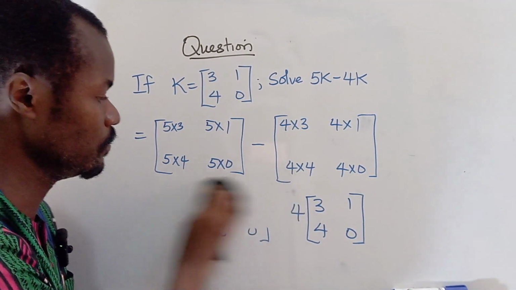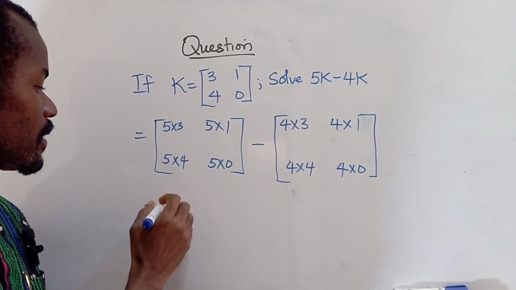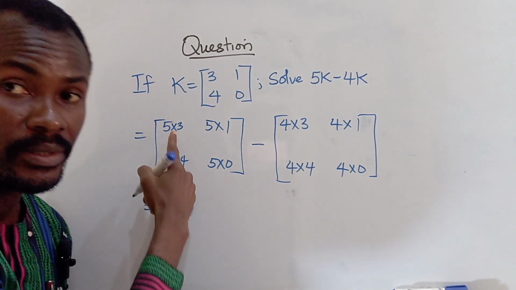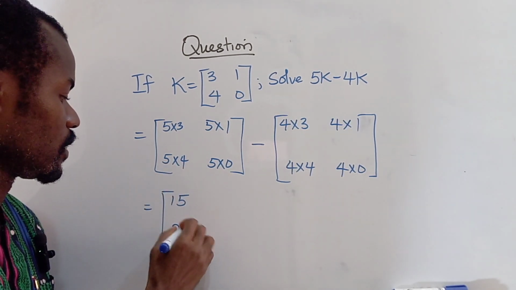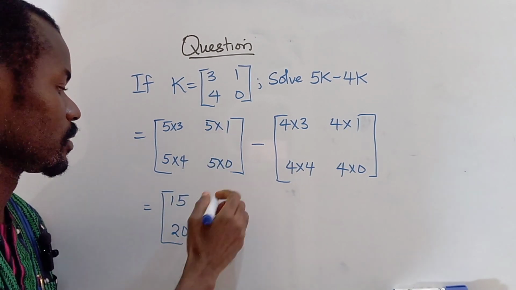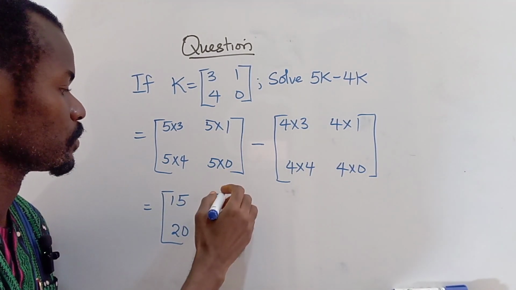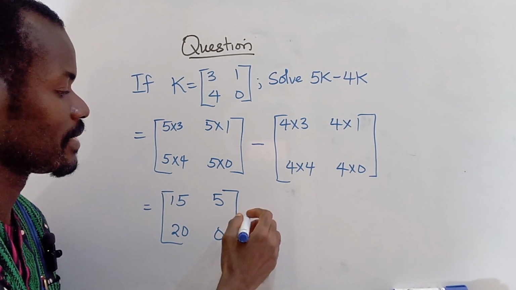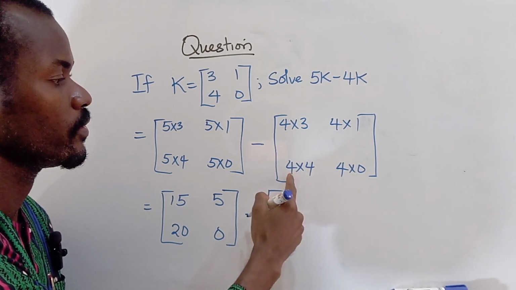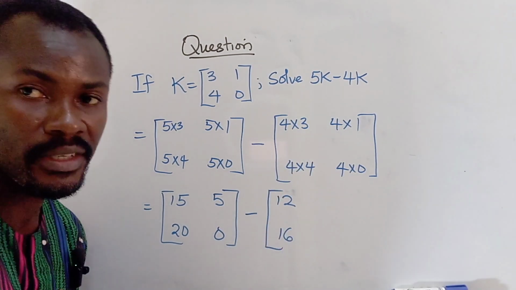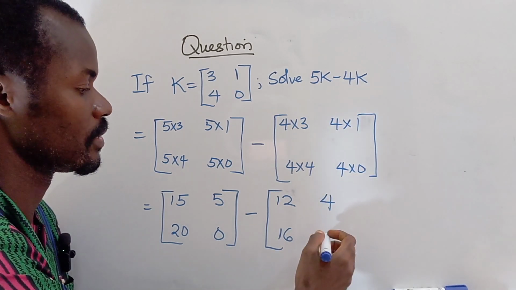With that, we can now multiply the elements inside. 5 times 3 we know is 15. 5 times 4 is 20. 5 times 1 is 5. And 5 times 0 is 0. So we have a minus in the middle. Now 4 times 3 is 12. 4 times 4 is 16. 4 times 1 is 4. And 4 times 0 is 0.